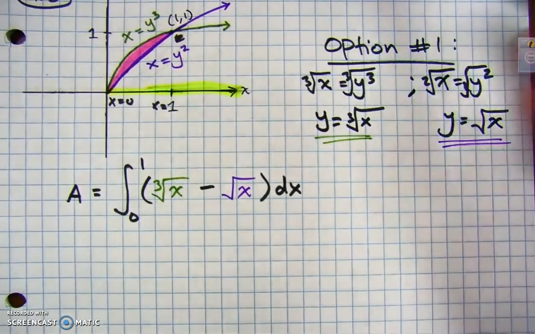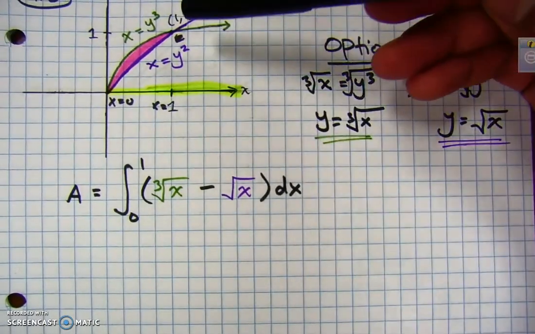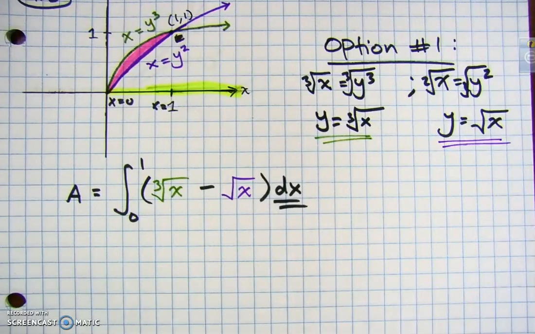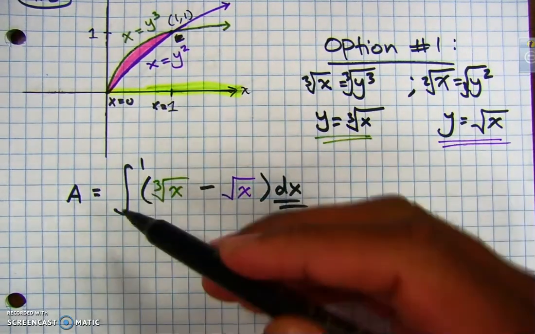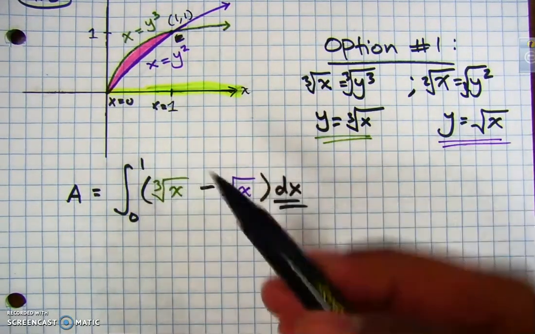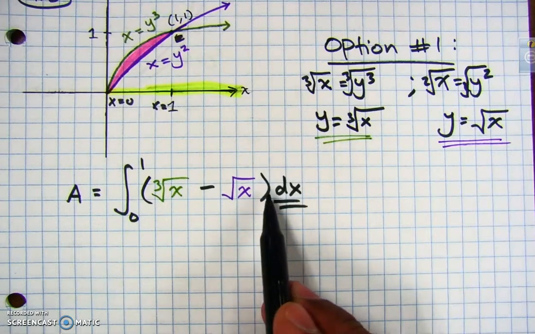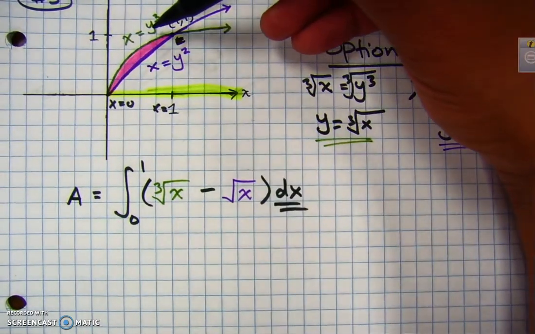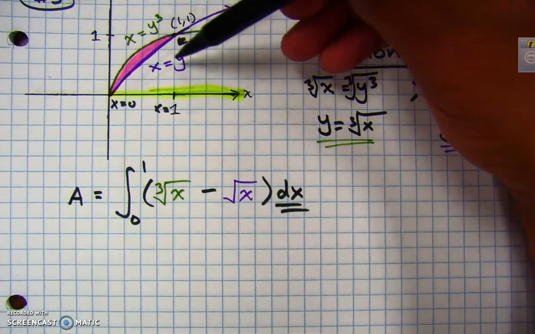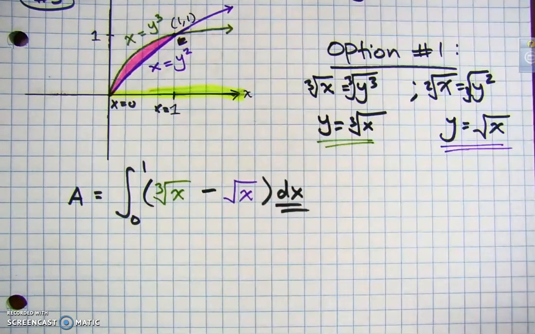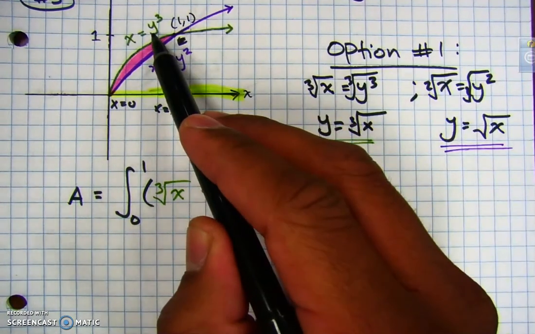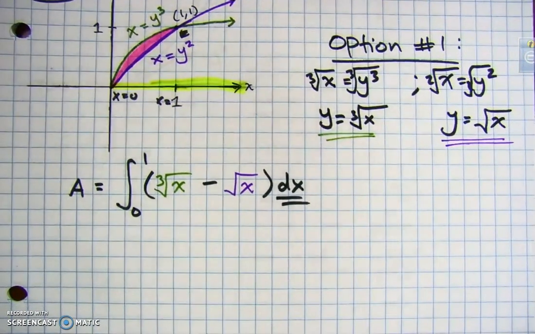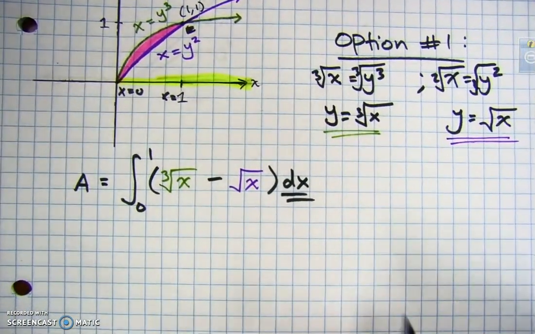If we want to keep that upper function minus the lower function, we are integrating in terms of x. That means my limits are x values, and that means the function has to be in terms of x. We had a problem when we had them as x equals y cubed and x equals y squared, because those variables would have been y's. We would have had a mismatch. So that was an easy fix, and now we integrate.